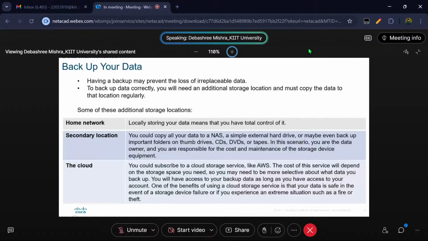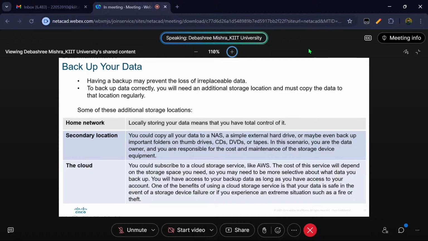The next is when you are talking about backing up your data. There are basically 3 methods, or we can say 3 storage locations have been mentioned. One is your home network. So basically, in a home network, you are storing your data locally. You don't have any other control of that one.